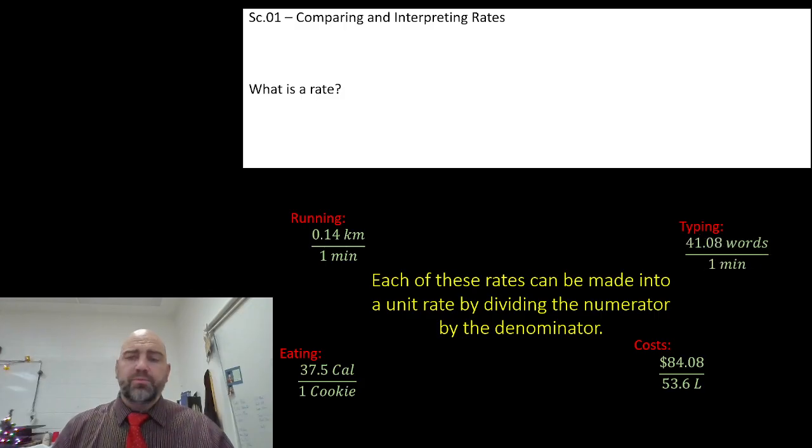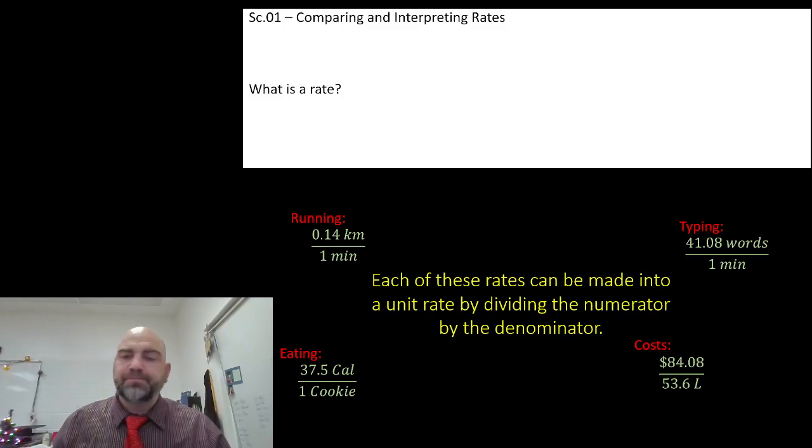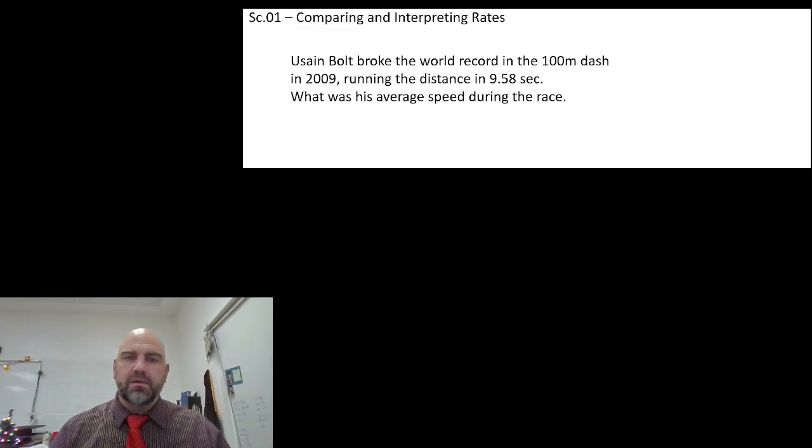Typing, 41.08 words per 1 minute. And that's how we can come up with that value. And costs, we're looking at the cost per 1 liter, so $1.57 per liter. We're changing all these into what we call unit rates as we're making these rates per 1 unit. So the denominator is always going to be 1 unit, and that's it. Let's look at a couple of examples of how we can do this now.